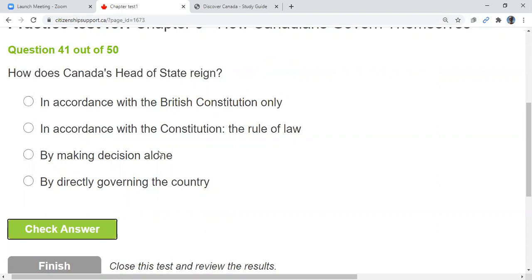Let's look at some of these. It's not number three because the queen doesn't make any decisions, right? And it's not number four because the queen doesn't control our country. It's got to be one or two. This says in accordance with the British constitution only. Let's try number 2 and see if that's right. Yes, that's right. They put that word only in there. That would mean Great Britain controls Canada, and that's not right.